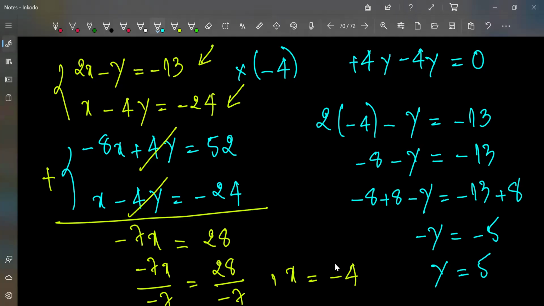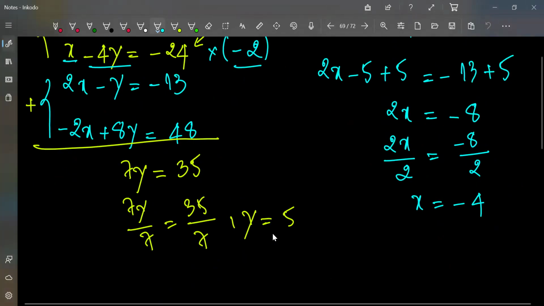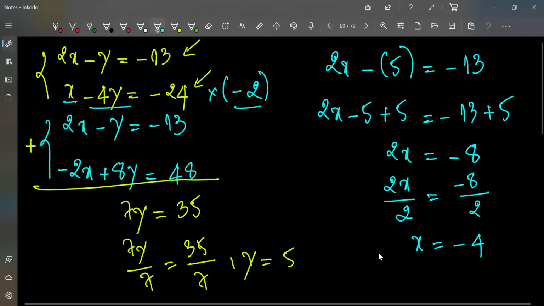So you see that you can eliminate x or y, but the result is the same because x equals negative 4 and y equals 5. So let's see it. Yes, it's the same. Okay. So you can eliminate one of both variables.